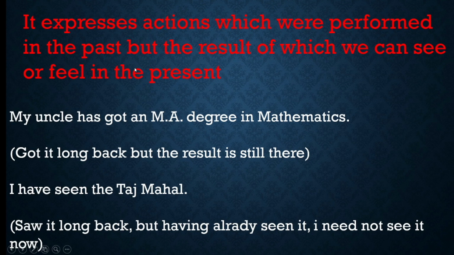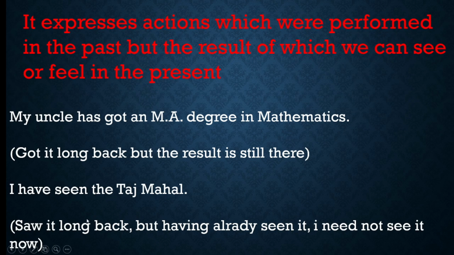Now look here. It expresses an action which was performed in the past, but the result of which we can see or feel in the present. For example, my uncle has got an MA degree in mathematics. Got it long back, but the result is still there. That is, he has got the certificate with him, the merit certificate. So the result is still seen. He got the MA degree years back. But the result is seen right in front of his eyes. There you use present perfect tense.